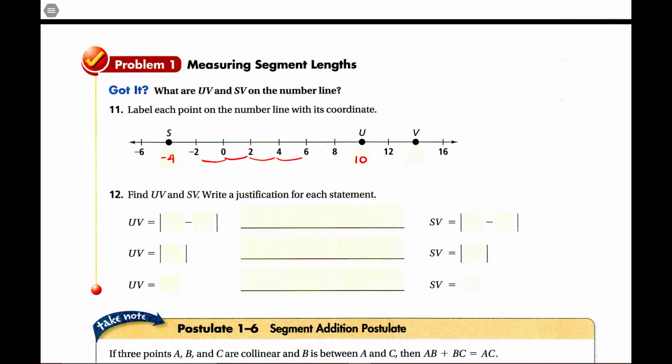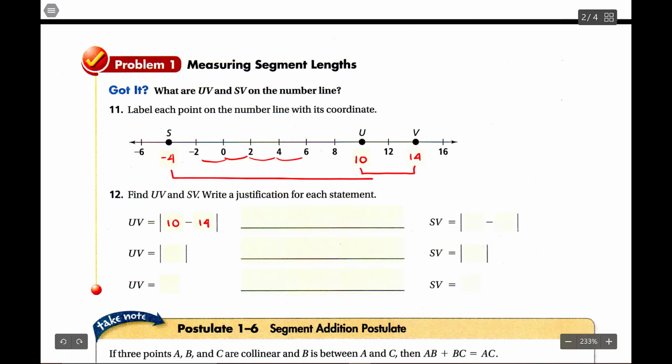Then we're going to fill in the blanks for UV and SV simultaneously down these two columns, and then we're going to justify each statement there in the middle. For number 12, UV is going to be equal to 10 minus 14, because we're going from, oh sorry, I forgot to label V. V is 14. So U to V is 10 to 14, so we put in 10 minus 14. And then SV is S to V, which is going to be -4 minus 14.